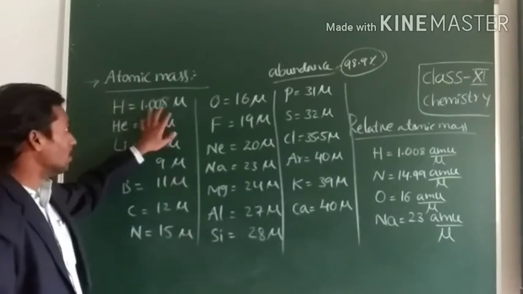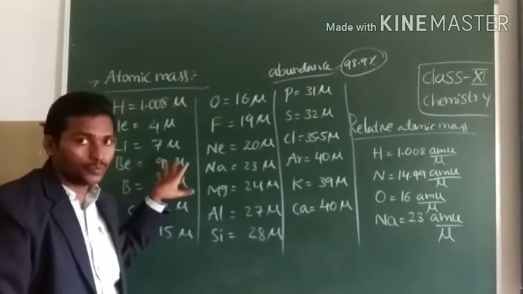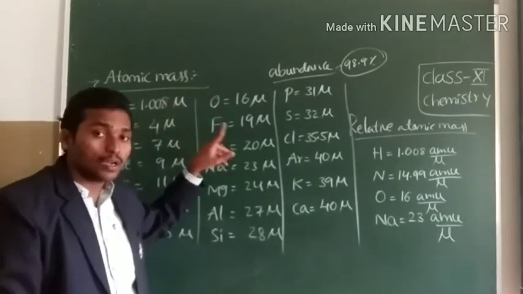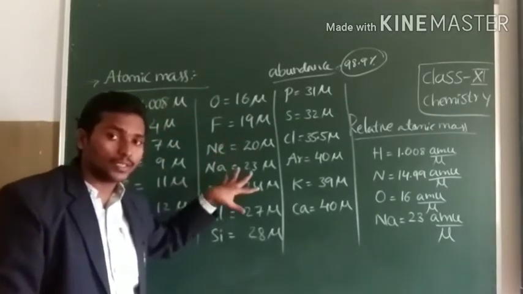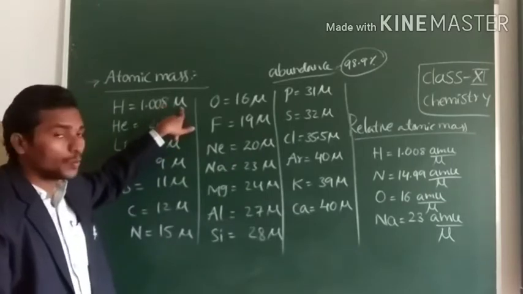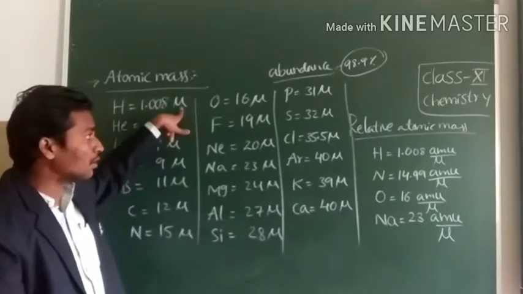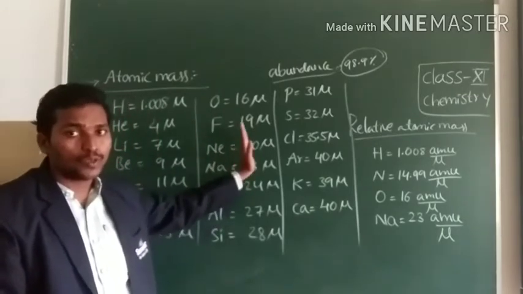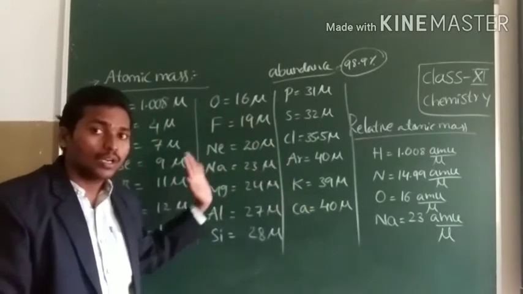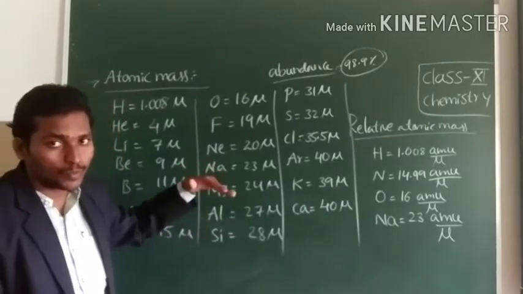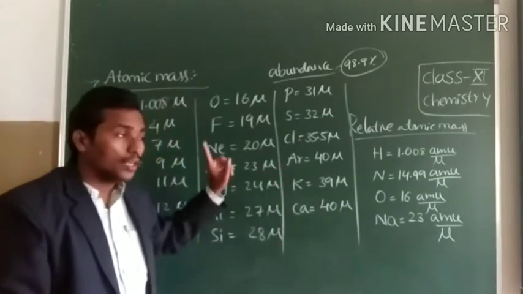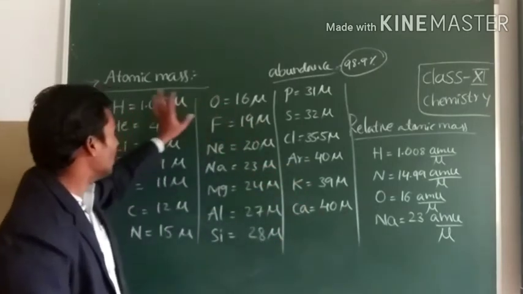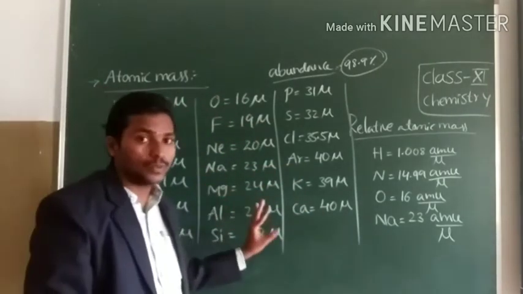Here I have written mu after the numeral. The numeral indicates the number of times the mass of one atom of an element is heavier than the standard atomic mass, that is mu. The mu value is equal to 1.66 into 10 to the power of minus 24 grams or 1.66 into 10 to the power of minus 27 kilogram. That is called unified mass or standard atomic mass unit. These are the atomic masses of the first 20 elements. We should remember them.